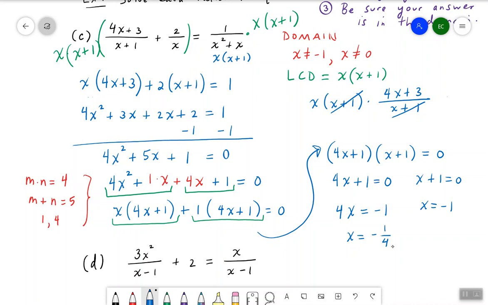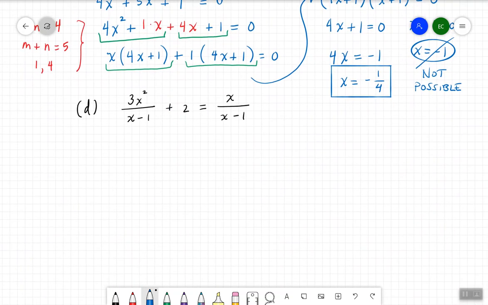So we have two answers. Remember, we have to go back and check that they're both in the domain. -1 is not in the domain, so we're going to have to throw this one out and say not possible. And then the -1/4 is okay. It is in the domain, and it is the only solution.